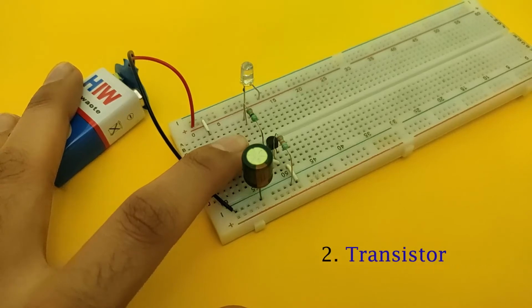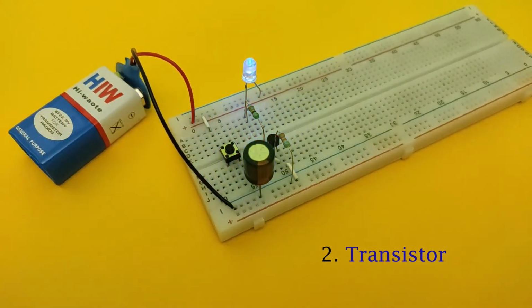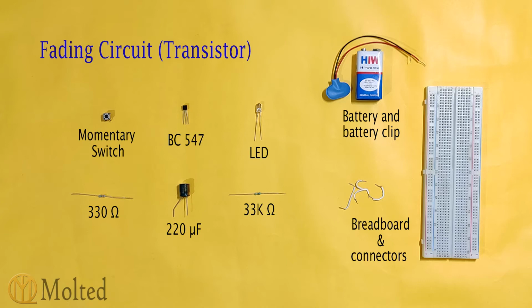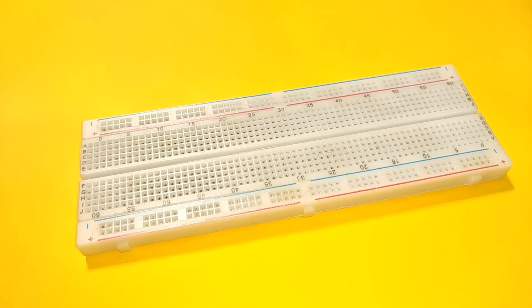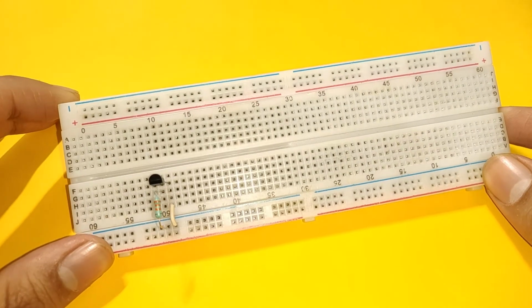Next circuit is by using transistor. These are the required components, and this is the circuit diagram. Connect a BC547 transistor with its emitter connected to negative rail. Connect a 33K resistor between its base and ground.